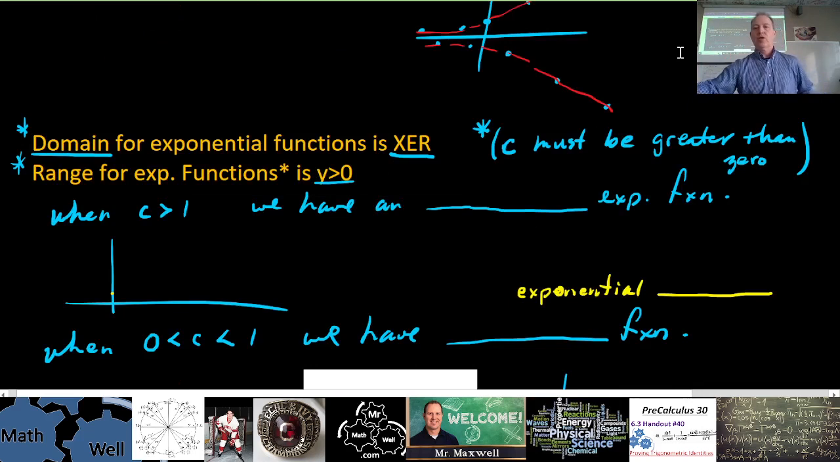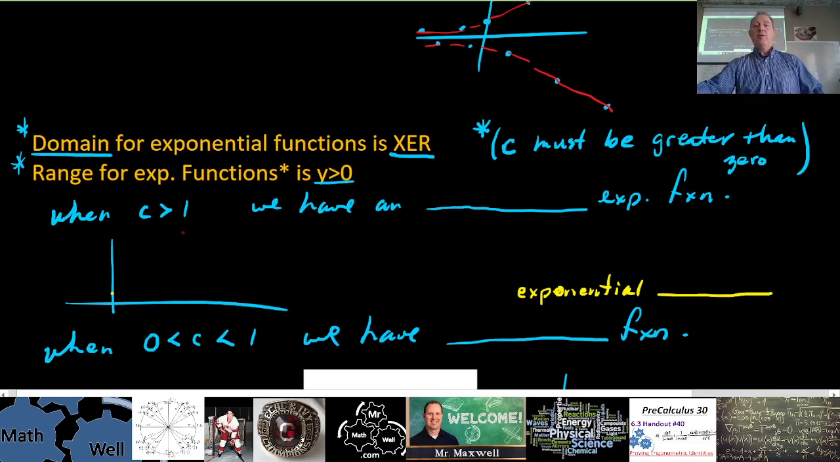Now, obviously, you know about parameters. You know about, hey, what if we multiply everything by negative? Yeah, there's going to be a reflection. There's going to be flipping. So this is going to change. But for basic y equals c to the power of x, the range is above 0.